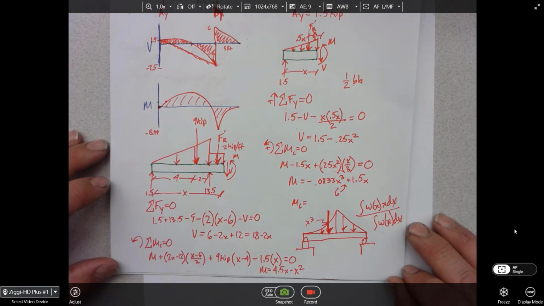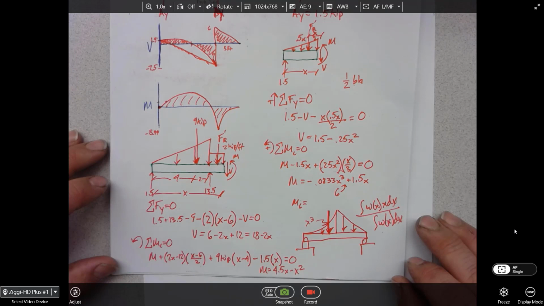So 6 minus 2x plus 12, or 18 minus 2x. Which corresponds to our chart here, because 18 minus 2x at 6 across would be 6 with a downward slope of 2.